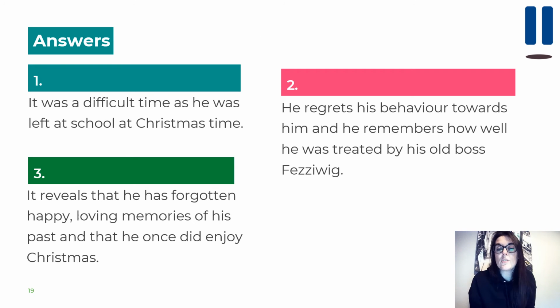Okay, so here's some of the answers that you may have had. So number 1, Christmas was a very difficult time because he was left at school alone. Number 2, he regrets his behaviour towards Bob, and he remembers how well he was treated by his old boss Fezziwig. And number 3, it reveals that he's forgotten happy, loving memories of his past, and that he did once enjoy Christmas.